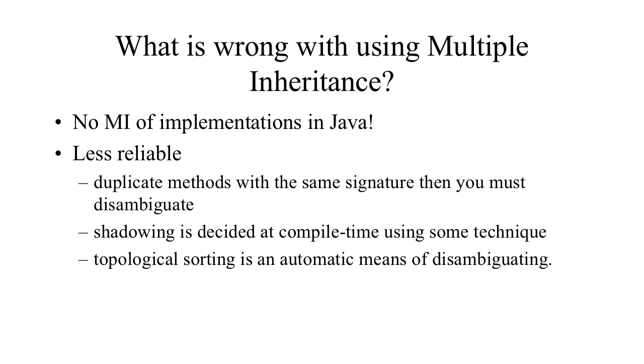Shadowing, that's when you have one method overlapping another method in the superclass. That's decided at compile time using some technique, whatever the policy is. And then when you have multiple classes being inherited, you need some mechanism for disambiguating that might involve topological sorting. So if one class appears before another class, then that class has precedent.